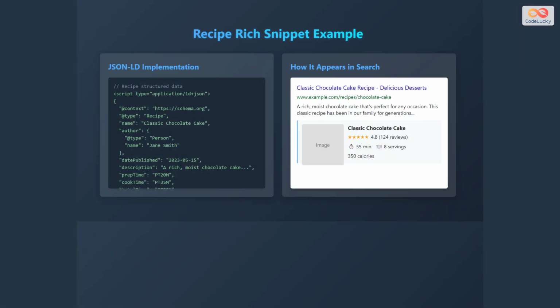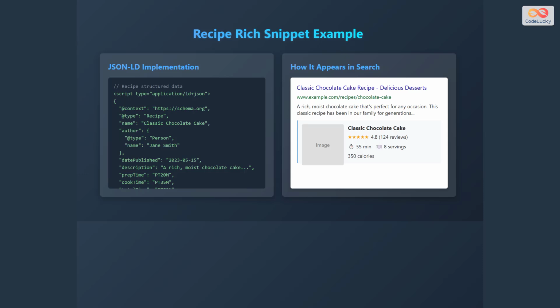Here's a recipe-rich snippet example. On the left, we have the JavaScript object notation for linked data implementation. On the right, we can see how it appears in the search results. Here is the JavaScript object notation for linked data script. The type is application/ld+json.